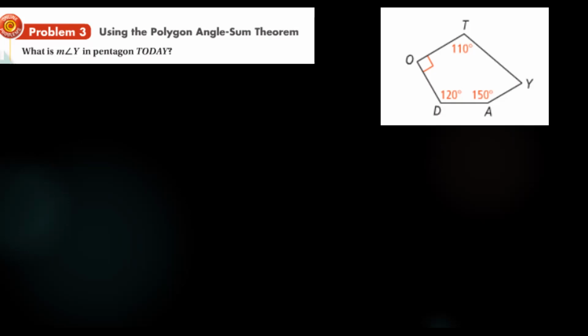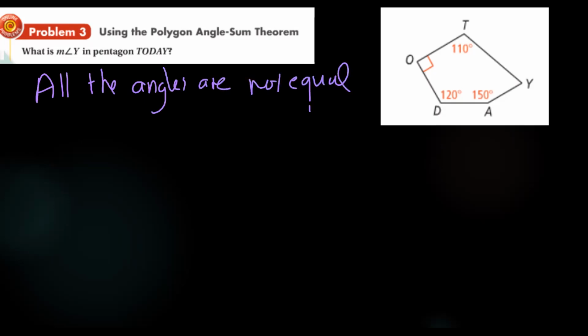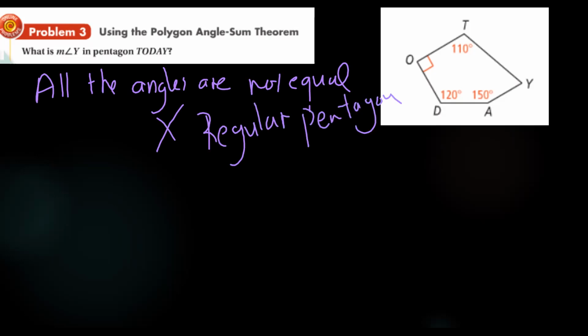Teacher, because it doesn't have equal sides. Bravo, because all the angles are not equal. So since they are not equal, I cannot name it a regular pentagon. This is not a regular pentagon. This is a pentagon, but it's not regular. It's okay.